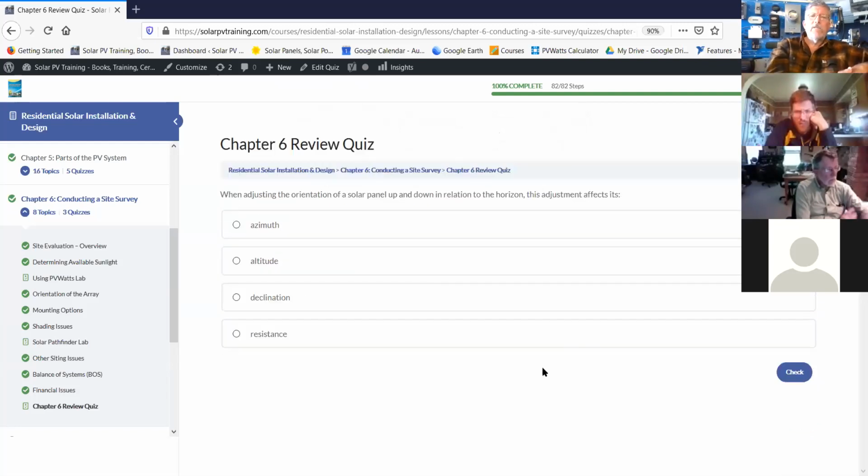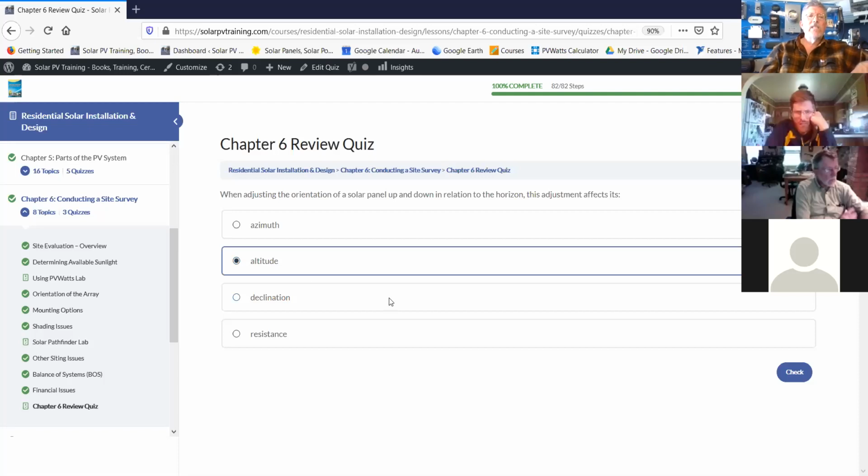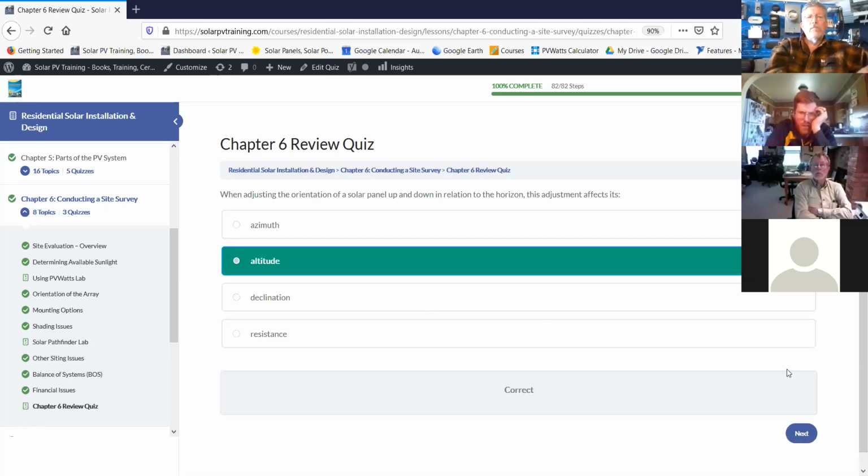When adjusting the orientation of a solar panel up and down in relation to the horizon, this adjustment affects its azimuth, altitude, declination, or resistance. Declination? Altitude? I'll go with altitude. Declination is for magnetic, your adjustment off of magnetic south. Altitude is what we refer to as the height off the horizon, or basically the angle of the array. So altitude is going to affect its angle, pitch, and azimuth's going to affect its orientation, east-west orientation.